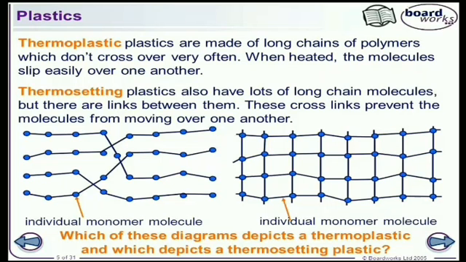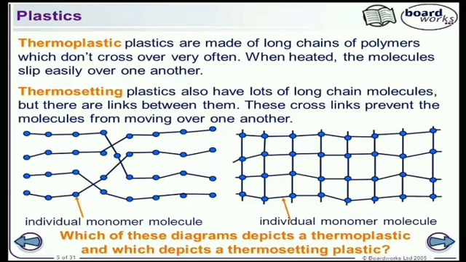So in this slide, you can see there are two pictures shown. Which of these diagrams depicts the thermoplastic and which depicts the thermosetting plastics? Can you guess it? If you have guessed that the left hand side picture is of thermoplastic and the right hand side picture is of thermosetting plastic, then you're correct.